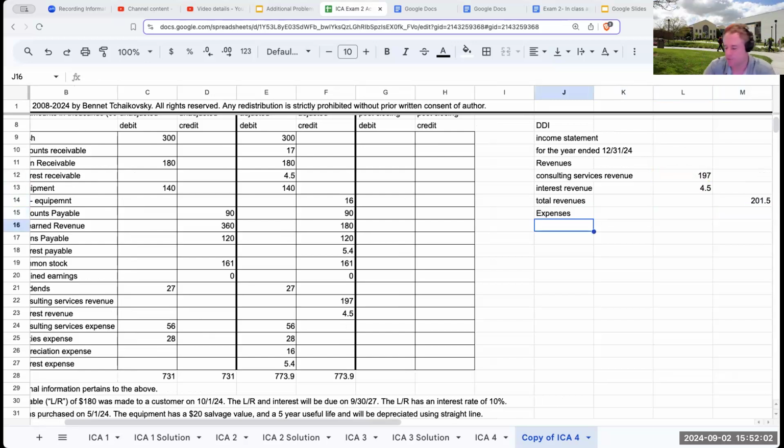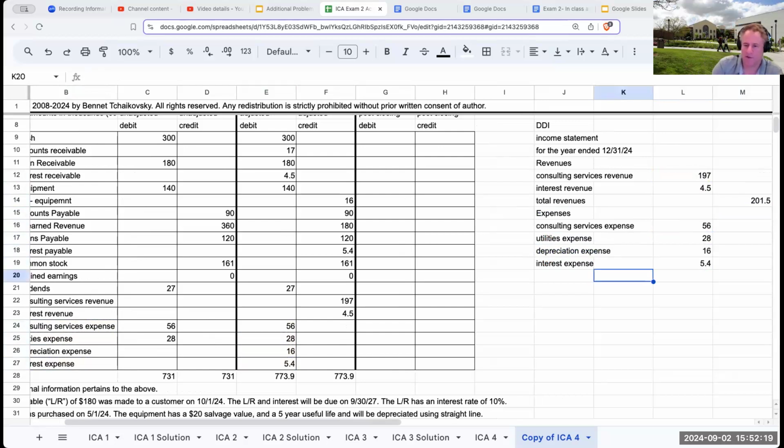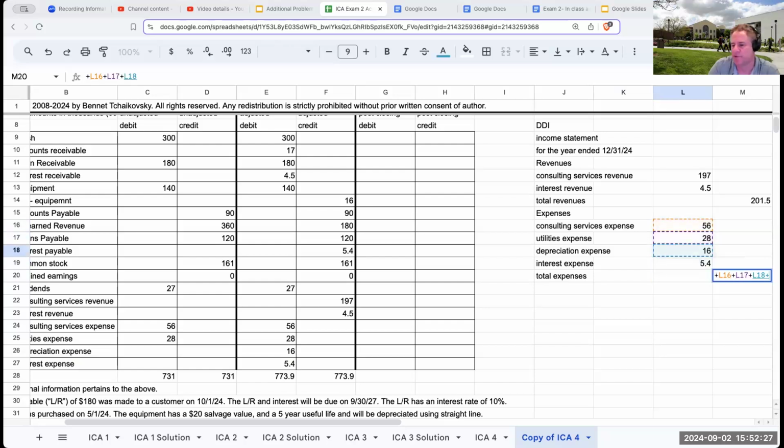My expenses over here: I've got consulting services expense, utilities expense, depreciation, and interest expense. When I add these up, my total expenses are going to be 56 plus 28 plus 16 plus 5,400, or 105.4. So my net income is going to be 96.1.